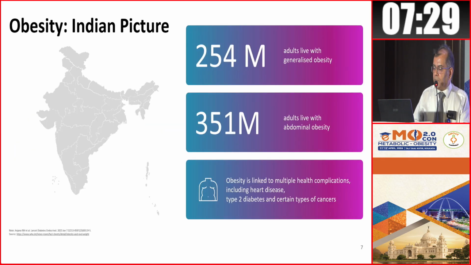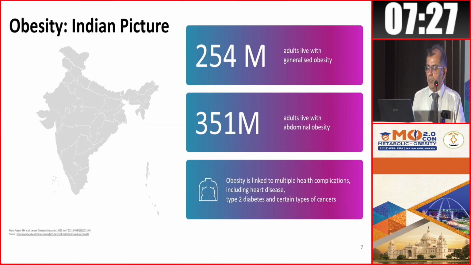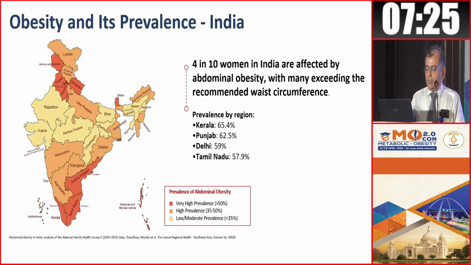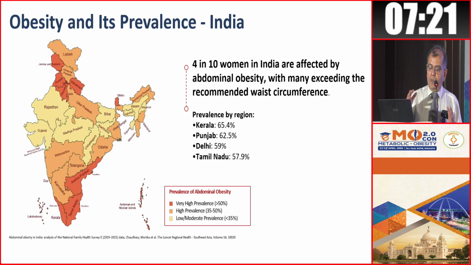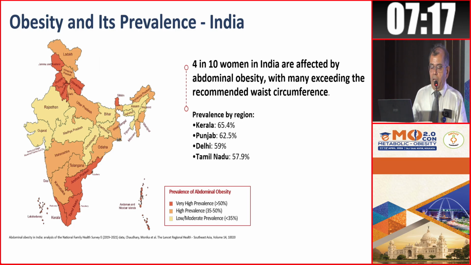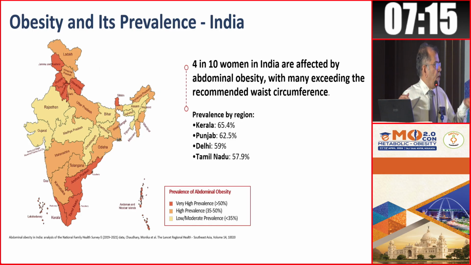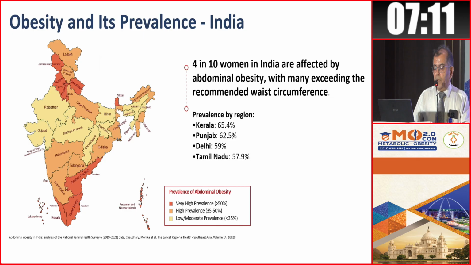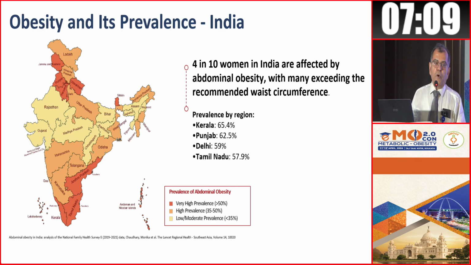And what about the Indian picture? There are nearly 254 million people with obesity. And if you look at the prevalence, obesity is primarily a disease of the females, because 4 out of 10 women in India are affected by abdominal obesity. This is a geographical distribution of how obesity varies in different parts of the country. We can see that there is a bimodal distribution: one in the extreme South India and the other in the extreme North India.